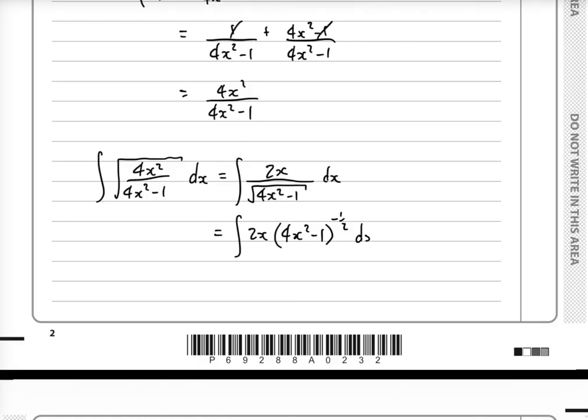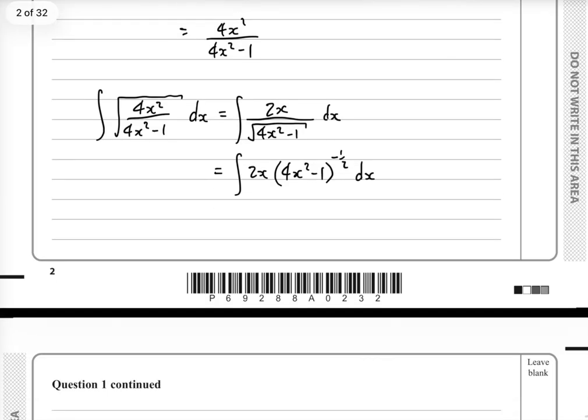Now to integrate this, I recognize that 2x is the derivative, or close to the derivative, of 4x squared minus 1. The key point being, when you differentiate 4x squared minus 1, you get an x. It's an 8x instead of a 2x, but it's close enough for what we need to do next, which is to consider what would happen if we differentiated this bracket with a power higher, like this.